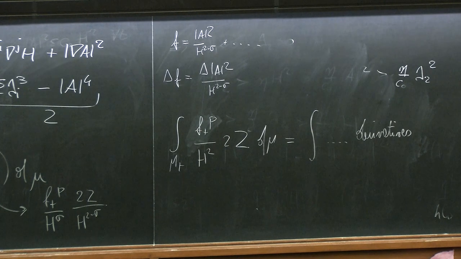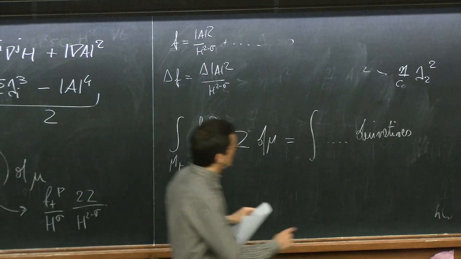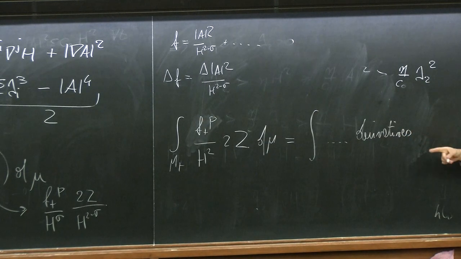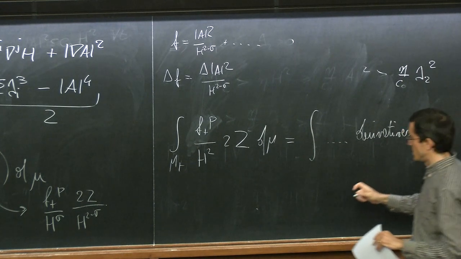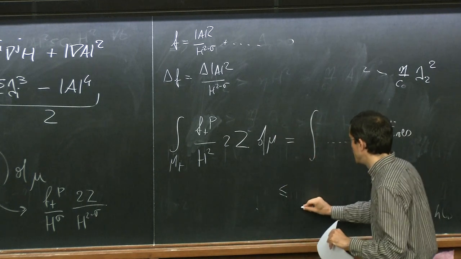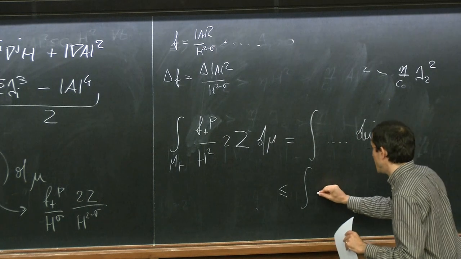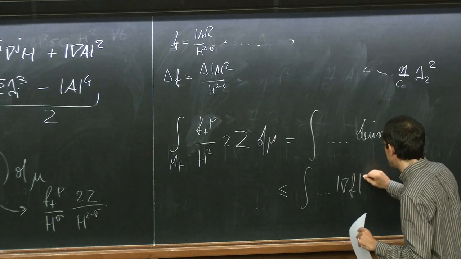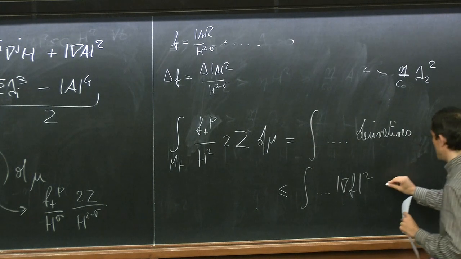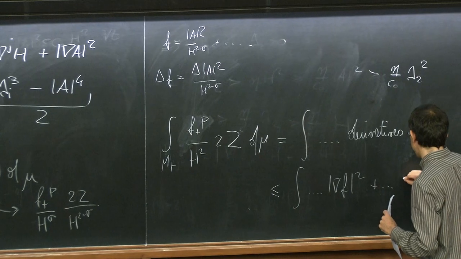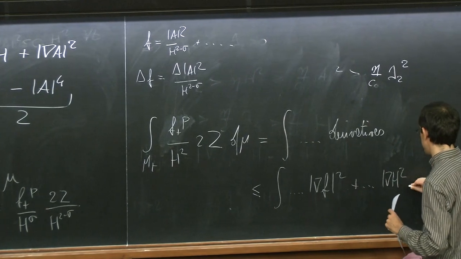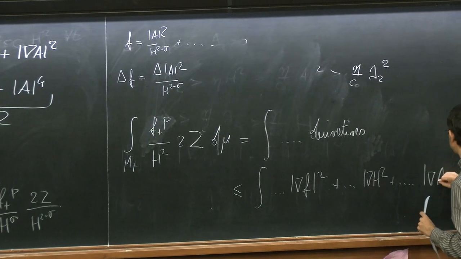And where you have this product, you can use the Schwarz inequality to say that the product of two derivatives is less than the square of the first one plus the square of the second one. So by using integration by parts and standard computations, you find that this is less than something with gradient f square plus something with gradient h square plus something with gradient a square.